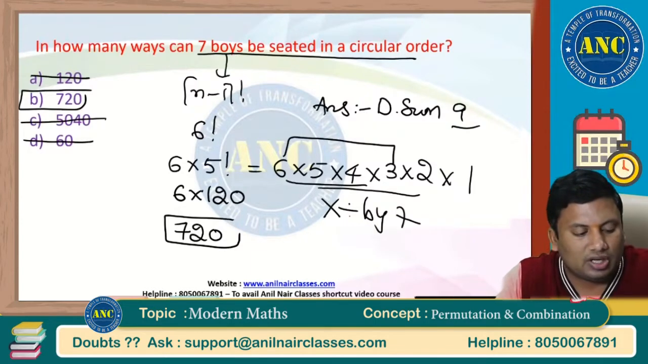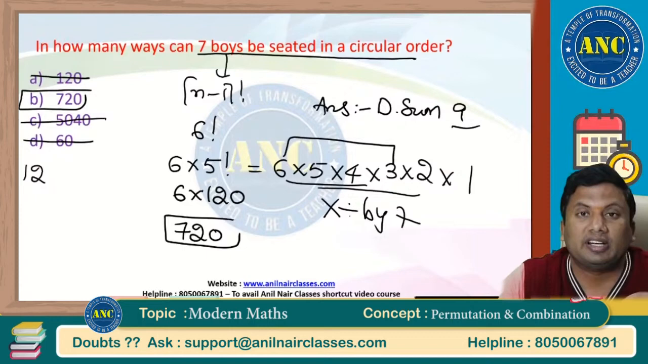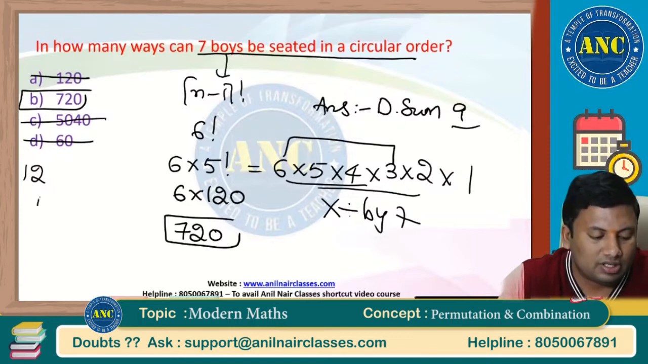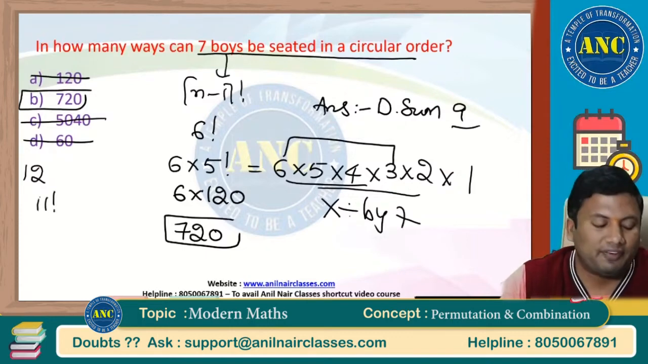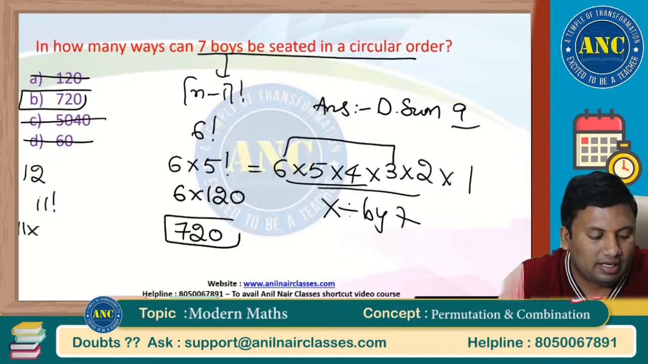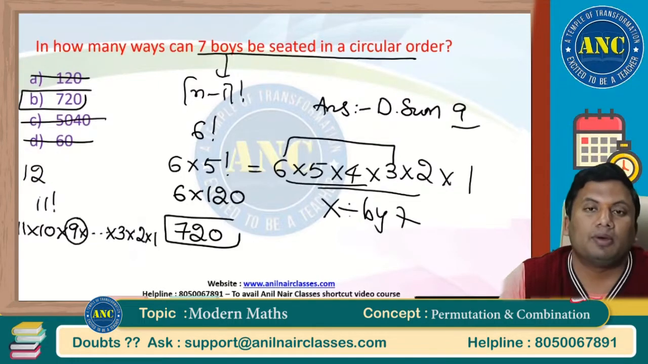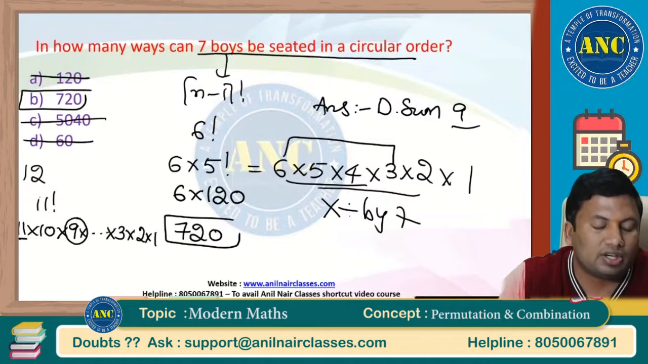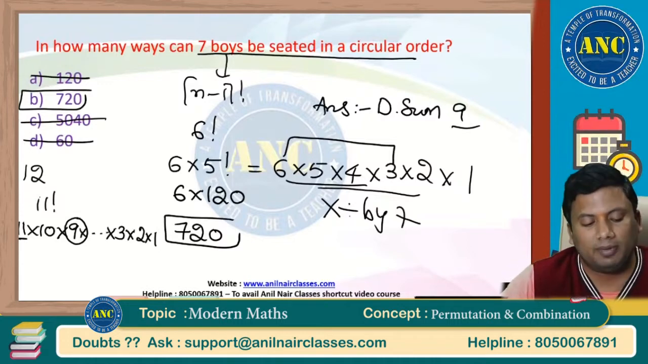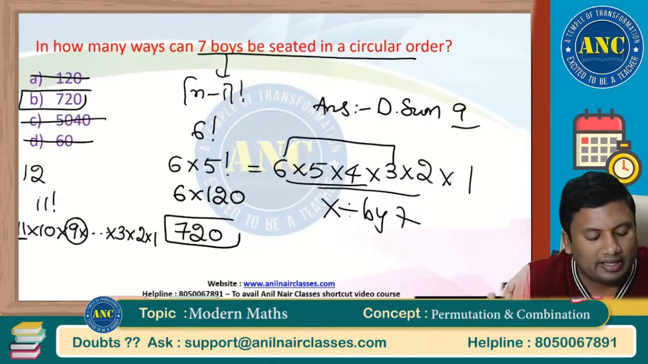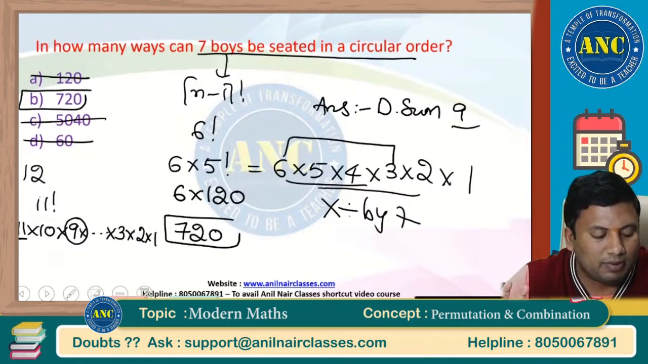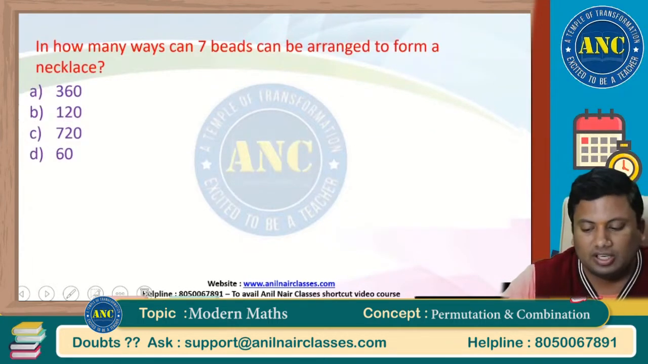Suppose instead of 7 there are 12 boys, what will be the answer? 11 factorial, which is 11 into 10 into 9 and so on up to 3 into 2 into 1. The answer should be divisible by which number? 9. It should also be divisible by 11. I hope the idea is clear. For bigger numbers, make use of the digital sum on the answer options.